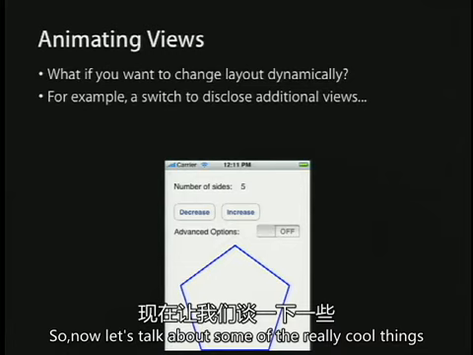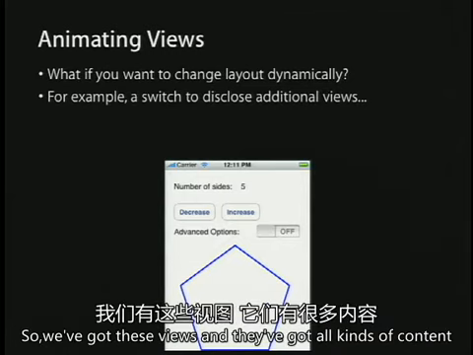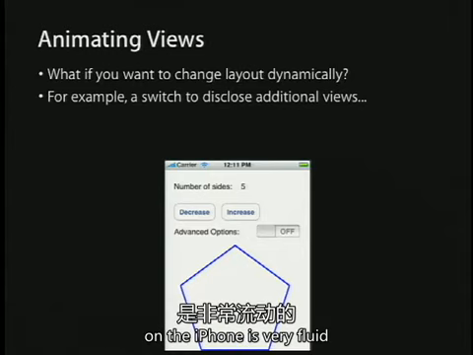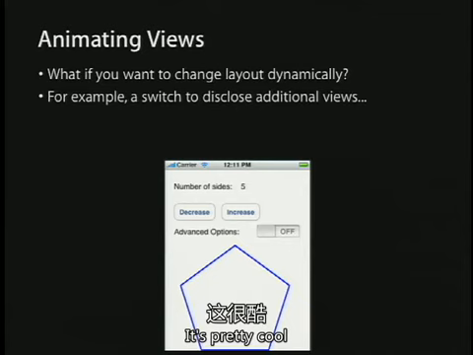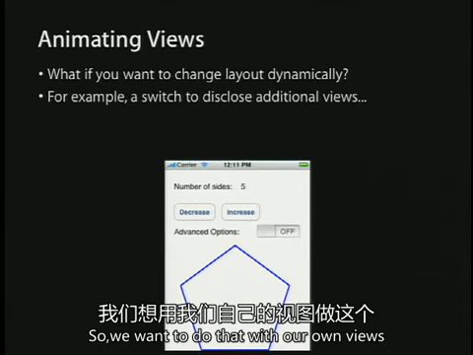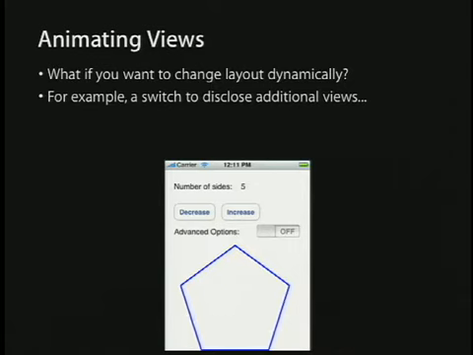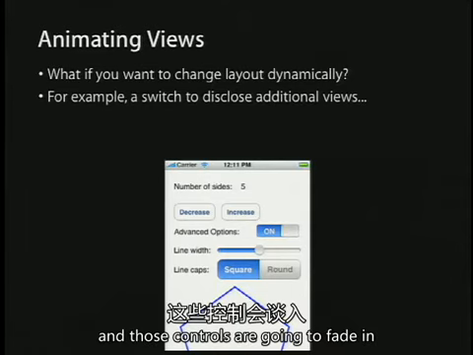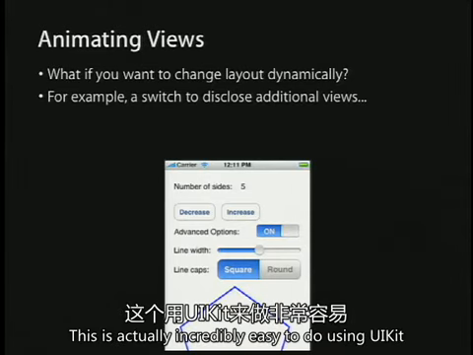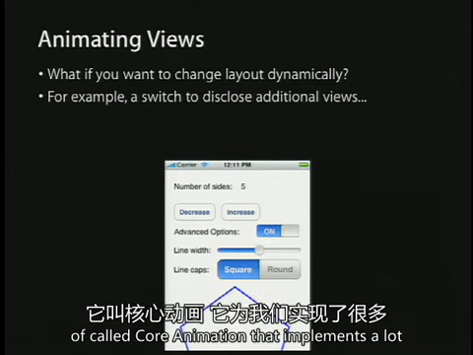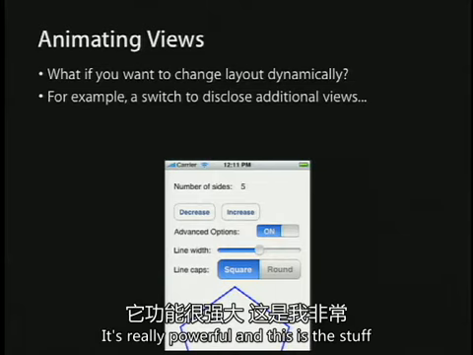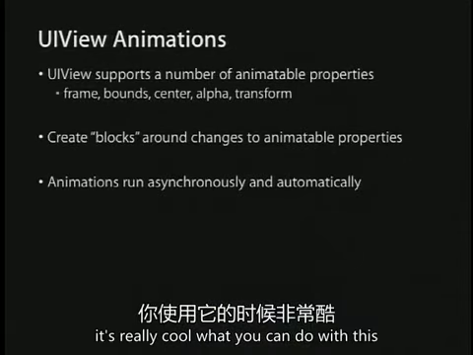So now let's talk about some of the really cool things that you can do with animation. So we've got these views, and they've got all kinds of content. And we've got them up on screen. And now you want to move them around because the user interface on the iPhone is very fluid. A lot of stuff is animating around. Things are moving. It's pretty cool. So we want to do that with our own views. So we've got our controls up top. We've got our drawing at the bottom. We're going to flip that switch. And when we do, we're going to animate the thing down. And those controls are going to fade in. This is actually incredibly easy to do using UIKit. And there's actually a framework that we sit on top of called Core Animation that implements a lot of this animation stuff for us. It's really powerful. And this is the stuff that I'm just most excited about. It's really cool what you can do with this.